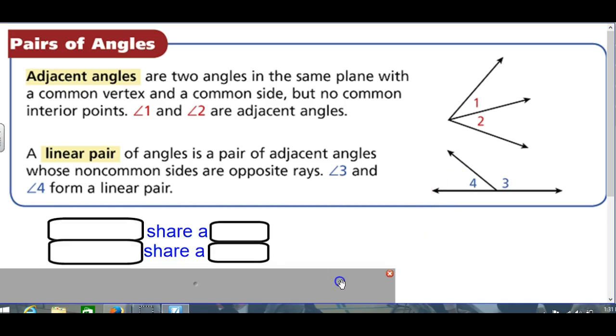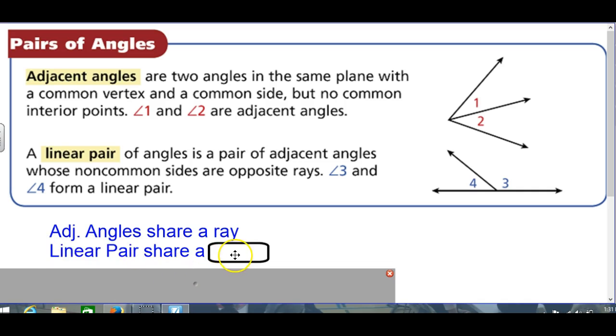Linear, line. We'll say adjacent angles share a side, a ray, and a linear pair shares a line as well.